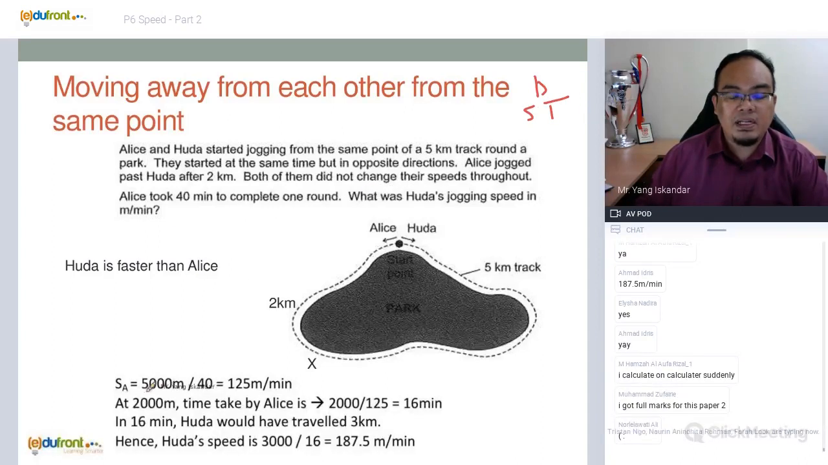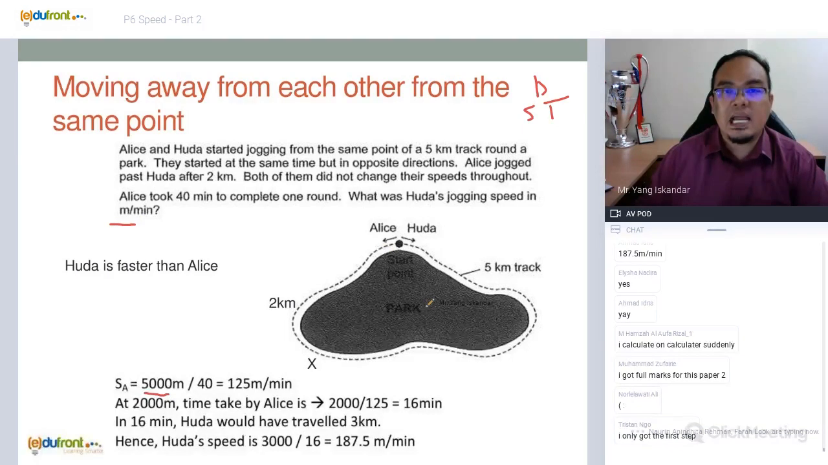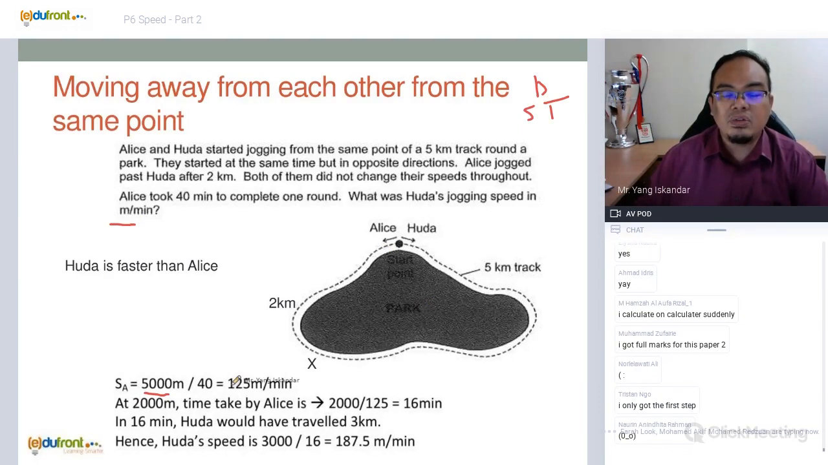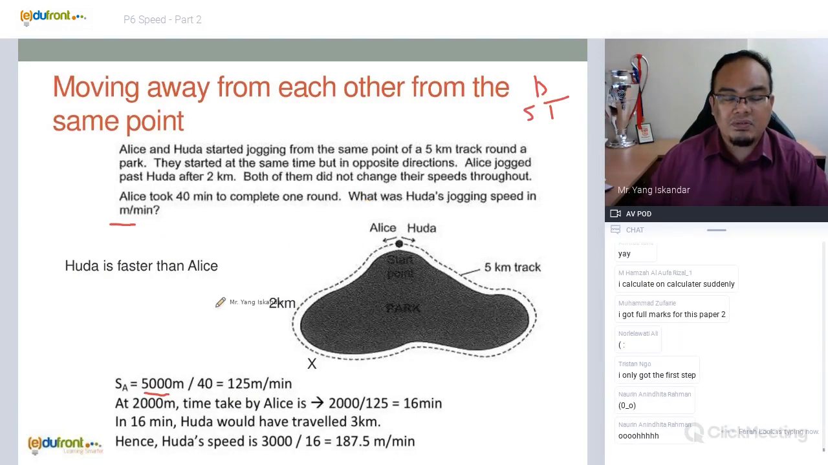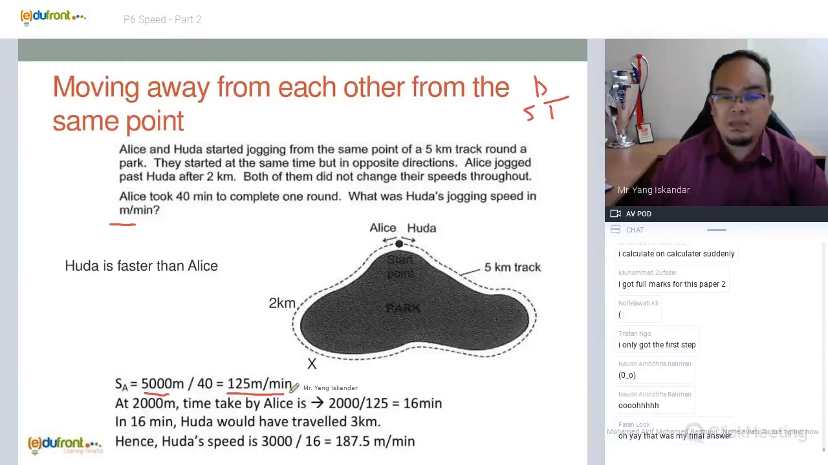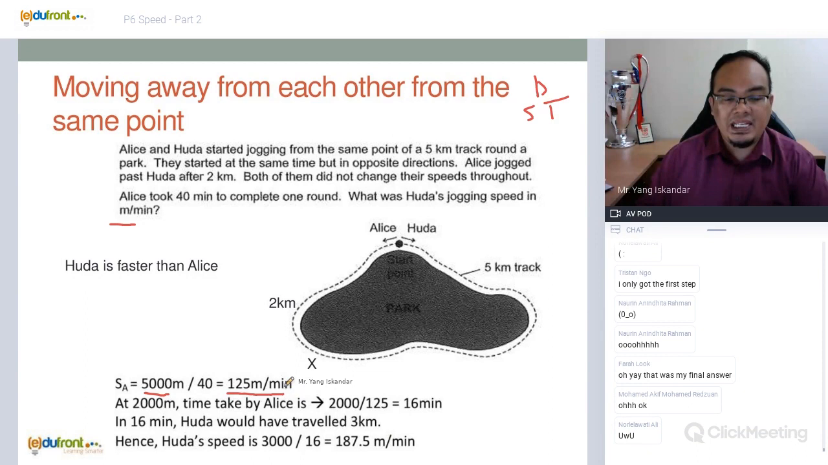And now what do I do here? Remember, they ask for the answer to be presented in meters per minute. So I convert 5 kilometers to meters. I think some of you did not convert, that's why you get a very strange fraction less than 1. So 5 kilometers is 5,000 meters. So the speed of Alice is 5,000 divided by 40 minutes, you get 125 meters per minute. So this is the speed of Alice.